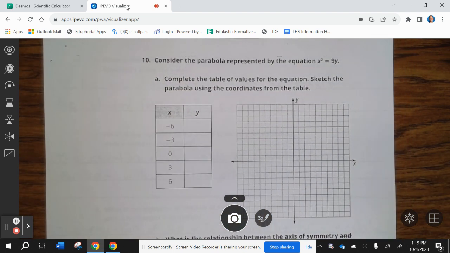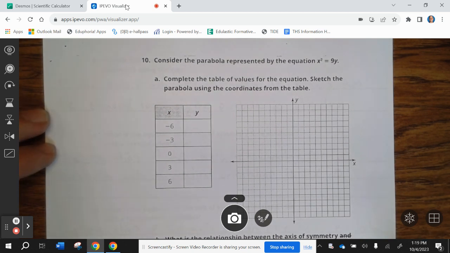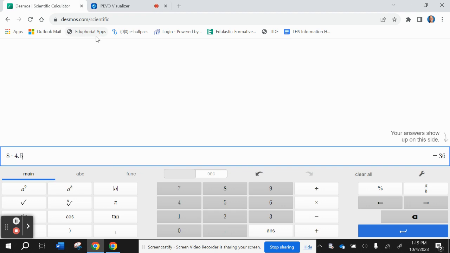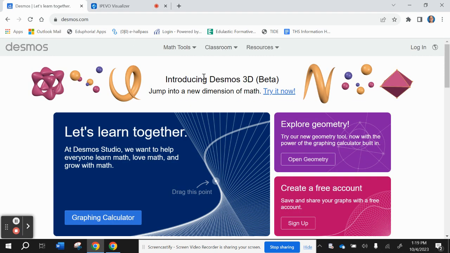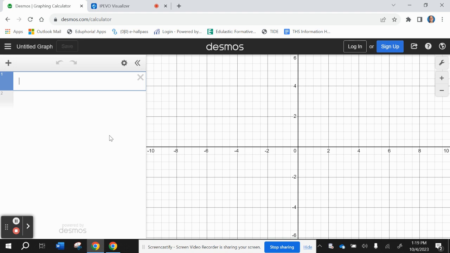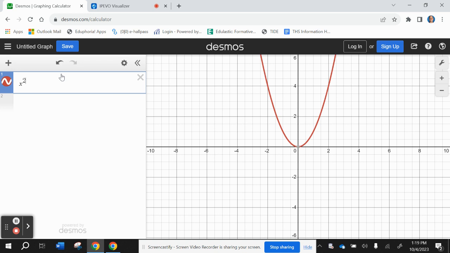Consider the parabola representing the equation x squared equals 9y. Complete the table of values for the equation. Sketch the parabola using the coordinates from the table. So when x is negative 6, we can go to Desmos.com, graphing calculator, and then type x squared equals 9y.